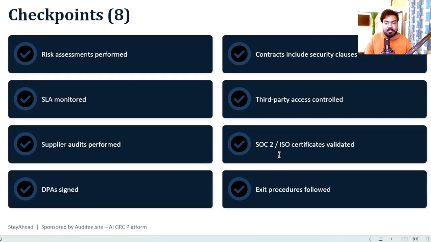Were supplier audits actually performed? Are SOC 2 and ISO certificates validated? Are DPAs actually signed? And were exit procedures actually followed when a vendor relationship ended? These 8 questions are what separate a control that looks good on paper from one that's genuinely working.